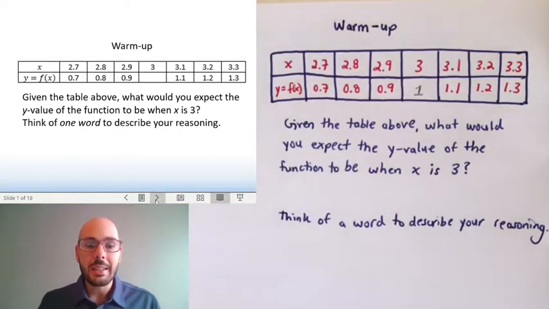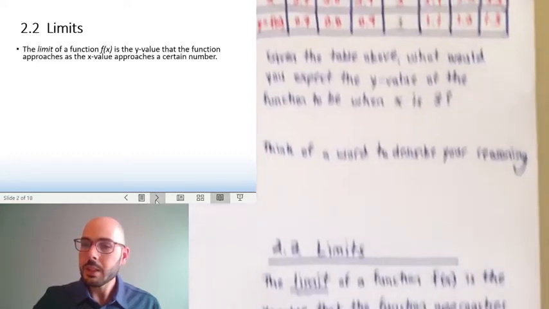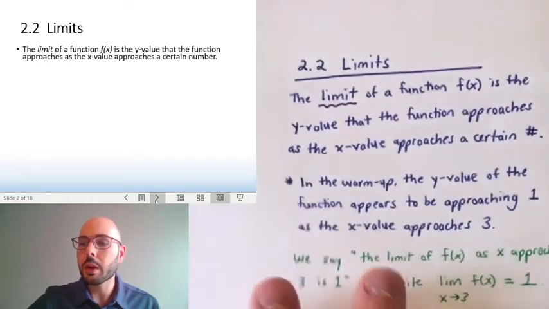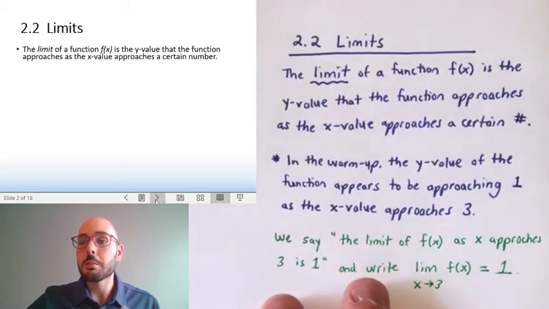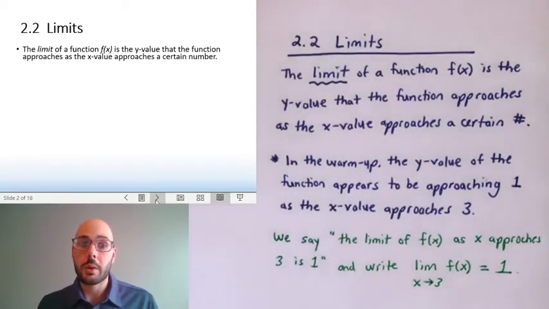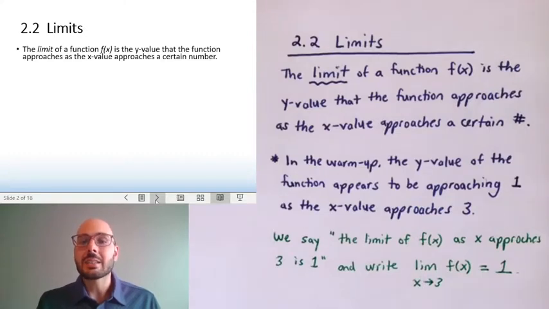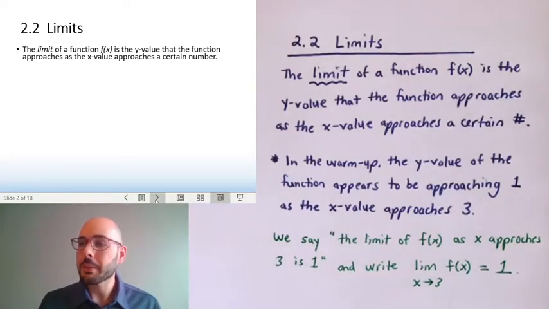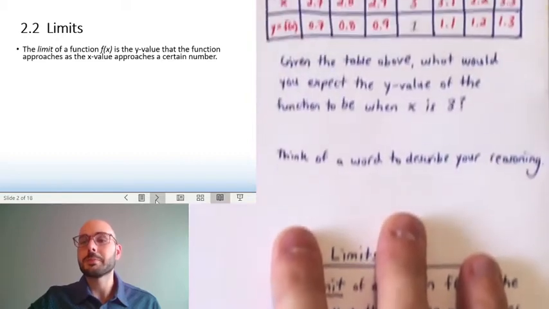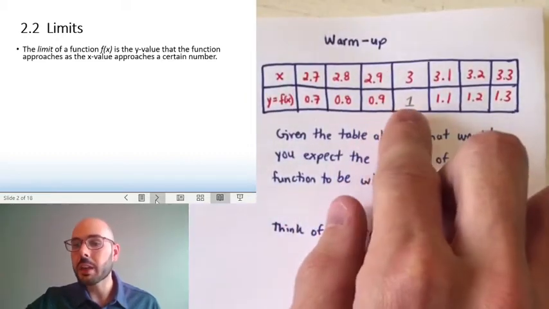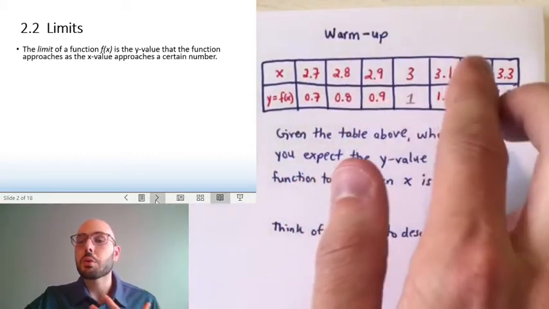2.2, and it is limits. So we have some good definitions here. You'll want to write them down, as well as some new notation that's very important. So what is a limit? Well, the limit of a function f of x is the y value that the function approaches as the x value approaches a certain number. You might have to read that to yourself a couple times to understand it. But thinking about the warm-up problem, it's the y value that a function approaches when x approaches a certain number.